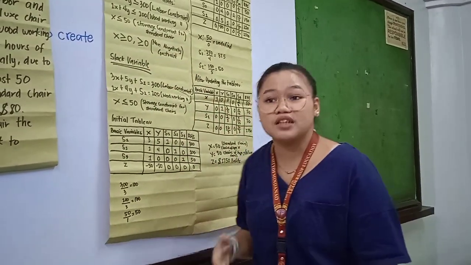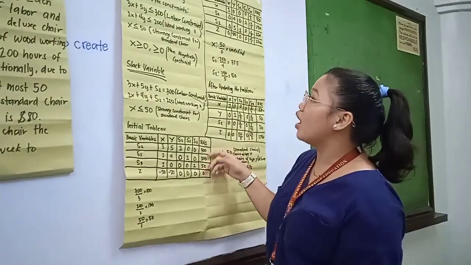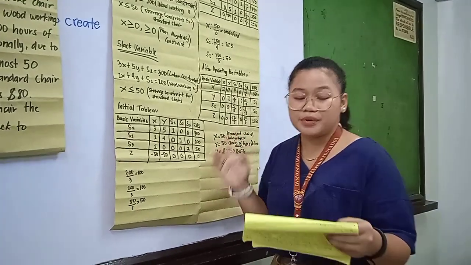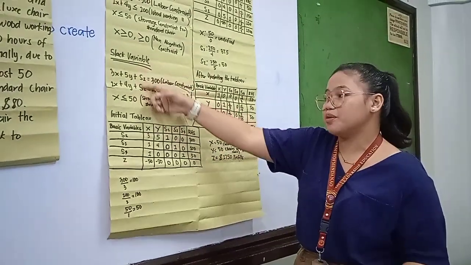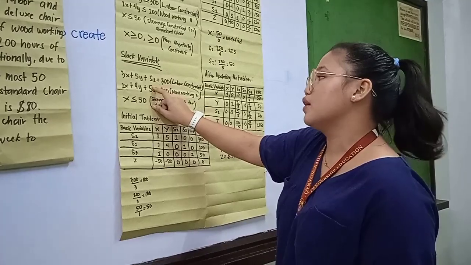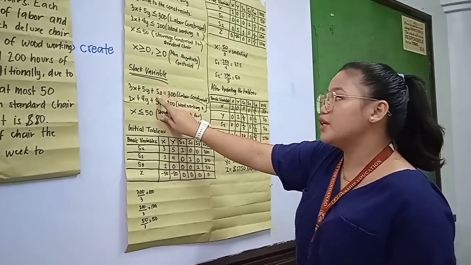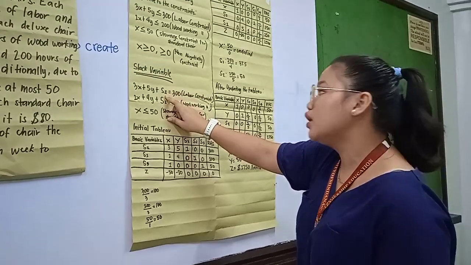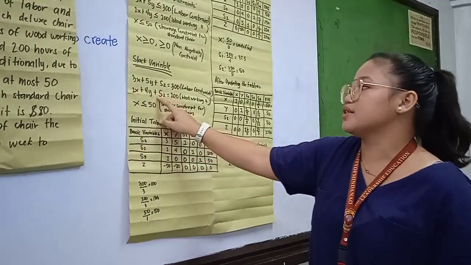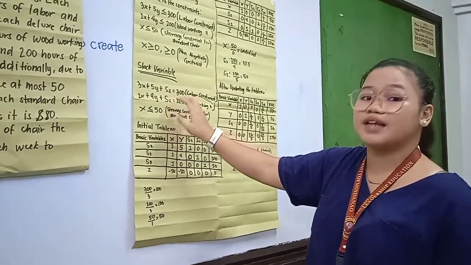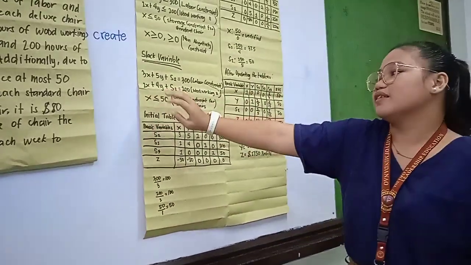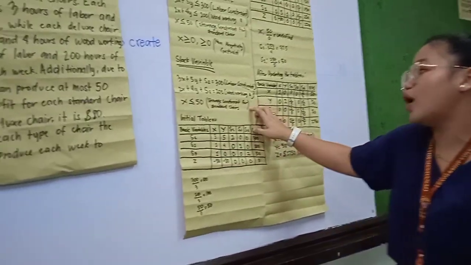And as I said earlier, the labor and woodworking constraints must not be negative. So we introduce the slack variables. Here, 3x plus 5y plus s1, which is the first slack variable, equals 300, the labor constraint. 2x plus 4y plus s2, which is our second slack variable, equals 200, the woodworking constraint. And x plus s3 equals 50, the storage constraint for standard chairs.